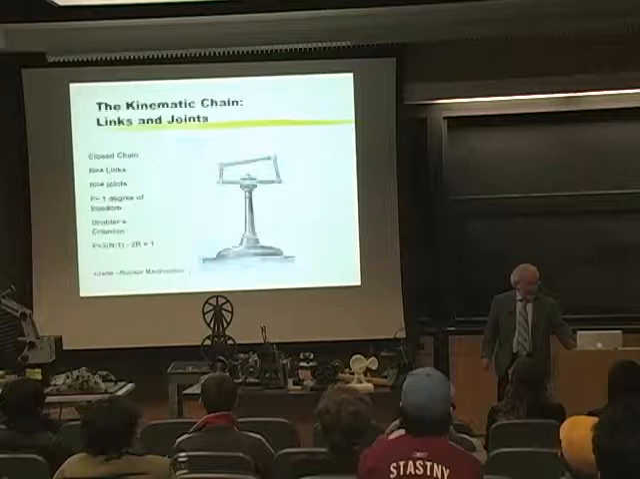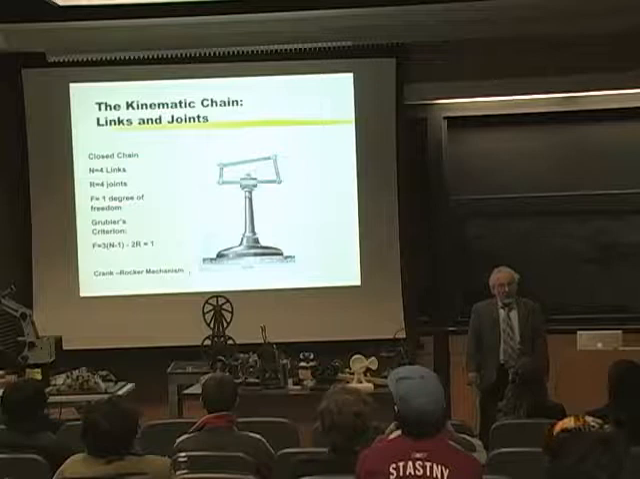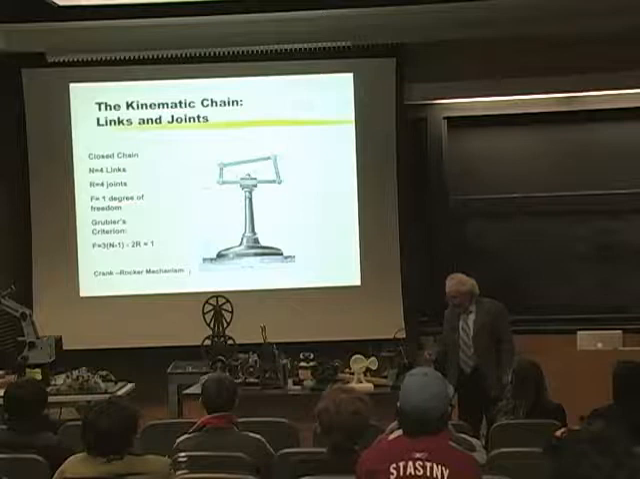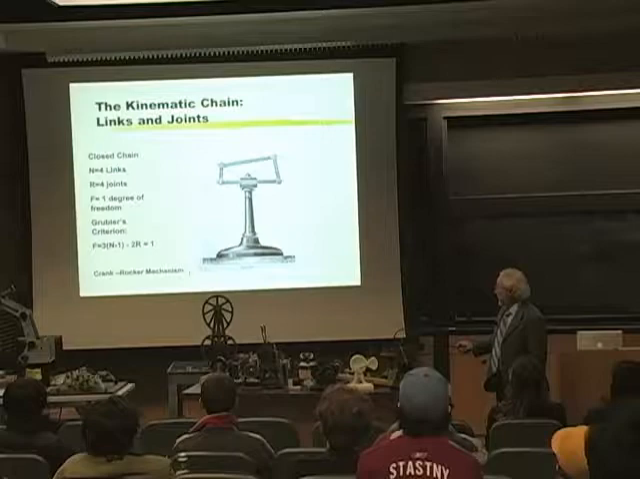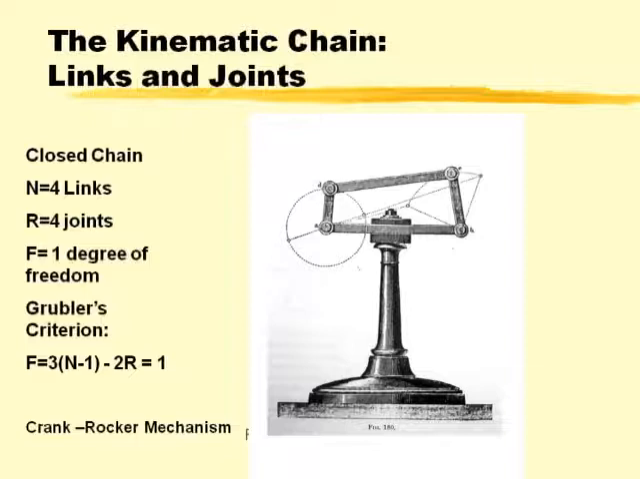The other idea we talked about was the so-called kinematic chain, namely that if we link together 4 of these rigid bodies and connect them with 4 joints, then we have a system with 1 degree of freedom. This particular formula here, Grubler's criterion, says the number of degrees of freedom is 3 times the number of links minus 1, minus 2 times the number of joints, in this case revolute joints. In this particular one, N is 4 and R is 4. The number of joints is 4, the number of links is 4.